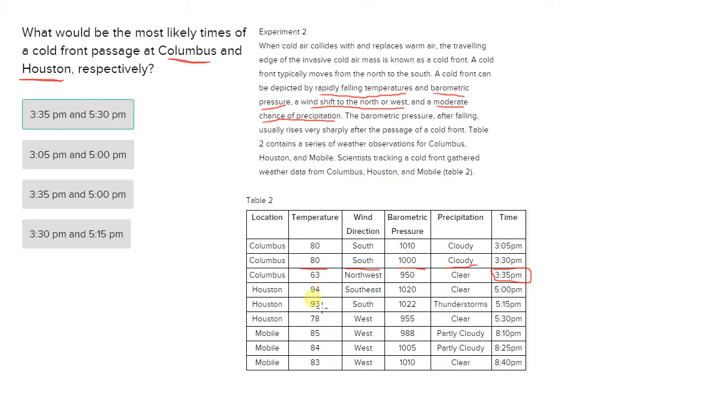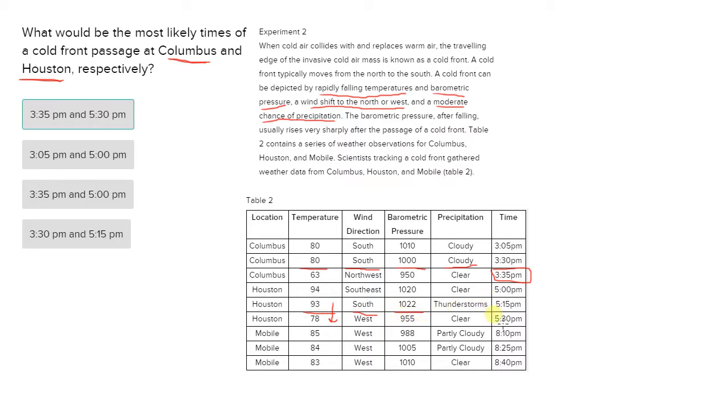Then looking next at Houston, we can see that there was a little temperature drop between 5 o'clock and 5:15, but the wind doesn't change the way it's supposed to, and the barometric pressure doesn't change the way it's supposed to at that time. So we're going to keep looking and see that there's a much bigger temperature drop between 5:15 and 5:30. The wind changes to the west, and the barometric pressure drops.